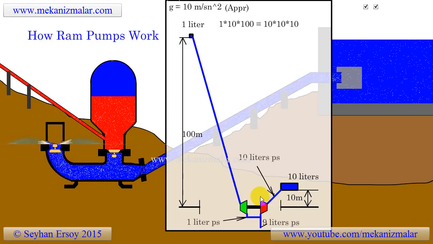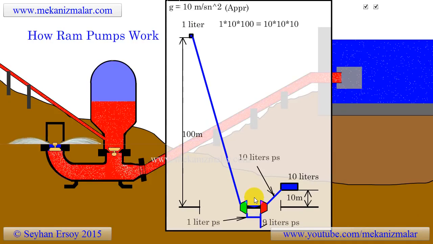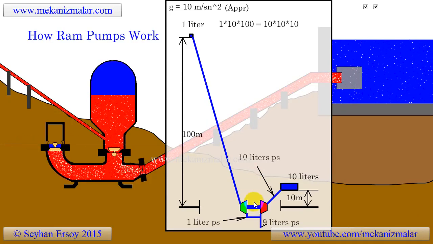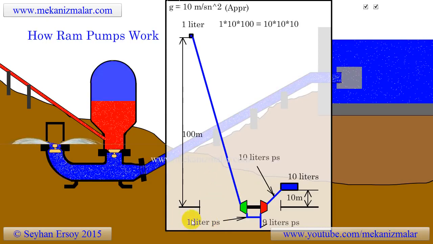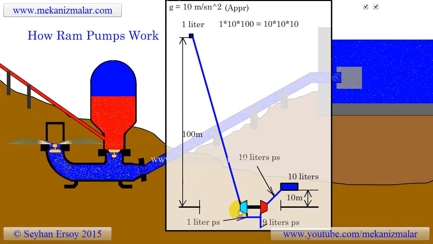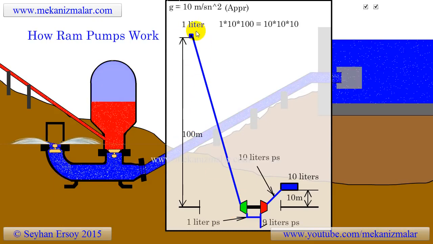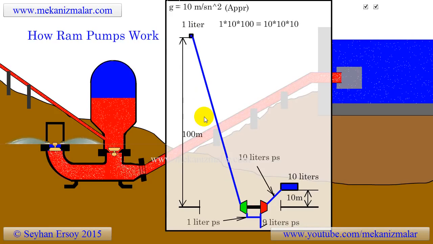Some of you may be asking about the pump and turbine efficiencies. If both the pump and the turbine are 90% efficient, we would not be able to pump 1 liter per second, but something closer to 0.8 liters of water per second, for 100 meters of elevation. If there was no ram pump, this is most probably how we would handle this.